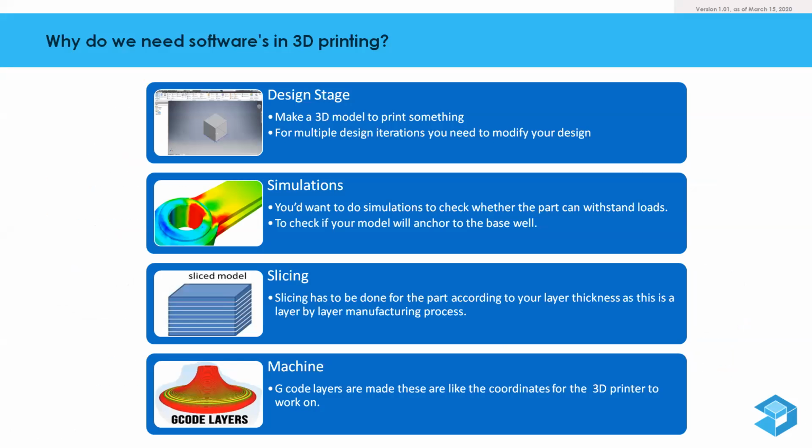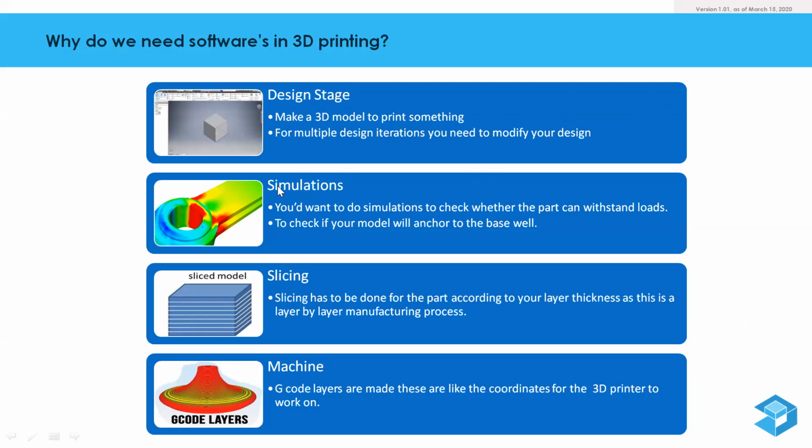So we're going to talk about why we actually need softwares in 3D printing. The ultimate goal of 3D printing is to design a 3D model, right? So you go to the design stage. You'll make a 3D model at first. Let's say, for example, this cube that is present over here. You'll try out different modifications in the design, and then you'll choose one of them after printing.